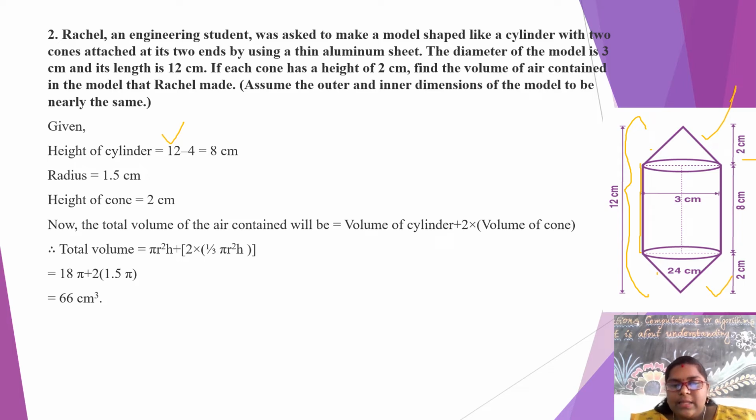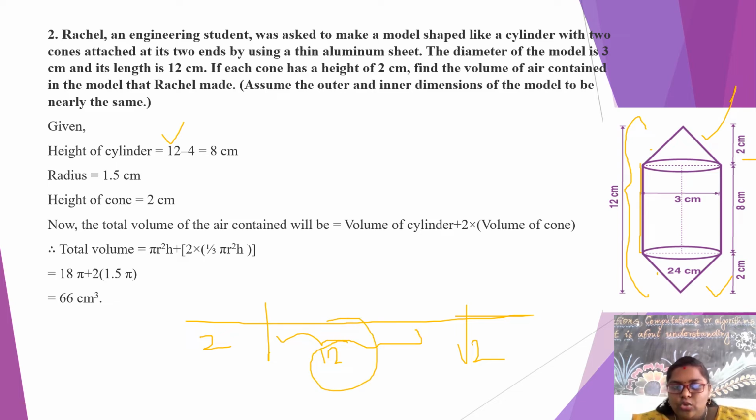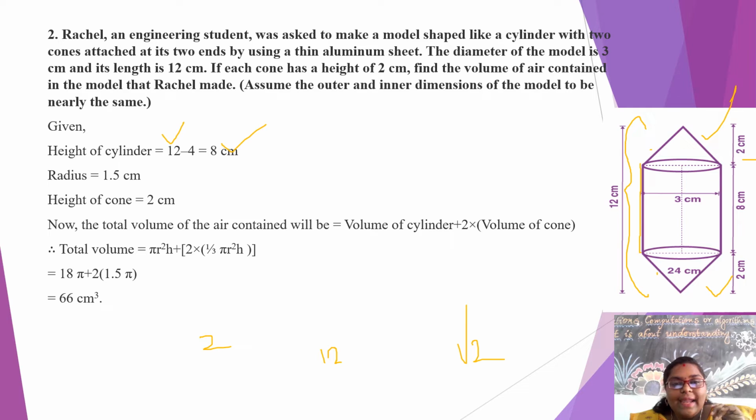So see, suppose the overall height is 12. Here two cones are there. So this is 2 centimeter, this is 2 centimeter. I want this area, right? What I will do, this 12 minus 2 plus 2, 4, what I will get, 8 centimeter. That's it, right? So now radius we have to know.